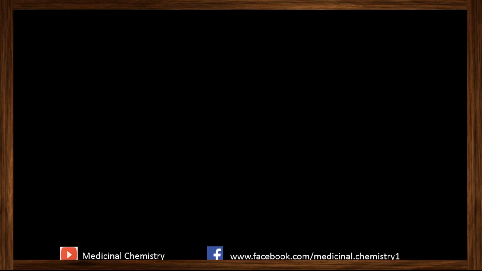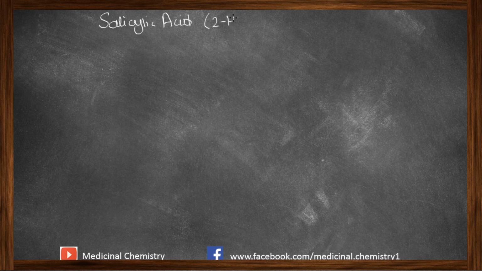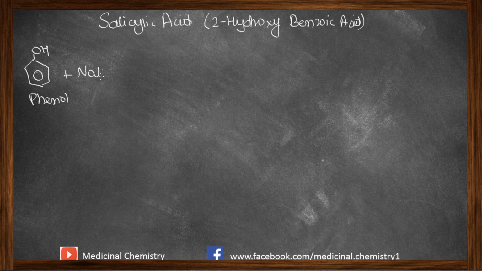Assalamu alaikum. In this video, we are going to discuss the synthesis of salicylic acid, which is commonly known as 2-Hydroxy Benzoic acid. So let's get started. The starting point for the synthesis of salicylic acid is hydroxybenzene, or phenol.